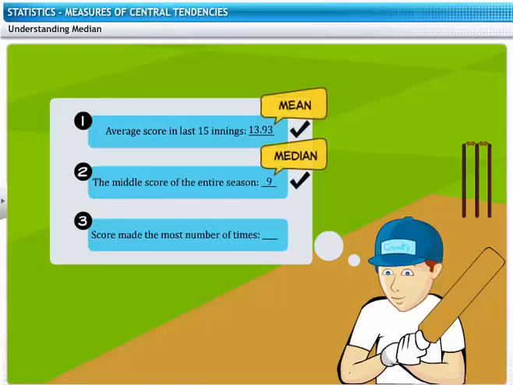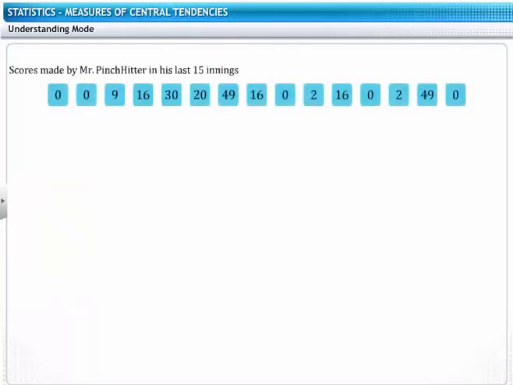So we found the values of the first two quantities. Now let us see how he fares with the third quantity. Now, let us find the number of runs that Mr. Pinch Hitter has scored the most number of times in his last 15 innings. Here are the scores made by Mr. Pinch Hitter in his last 15 innings.